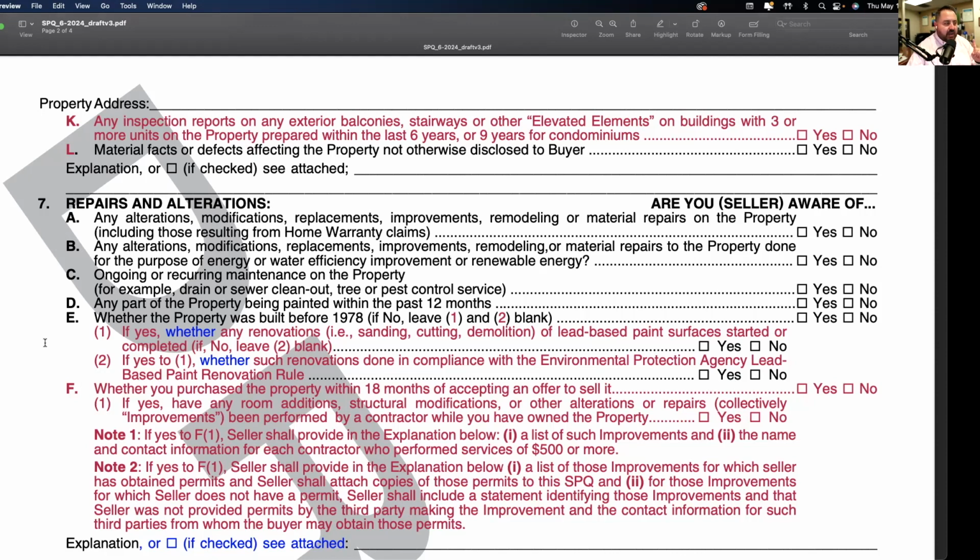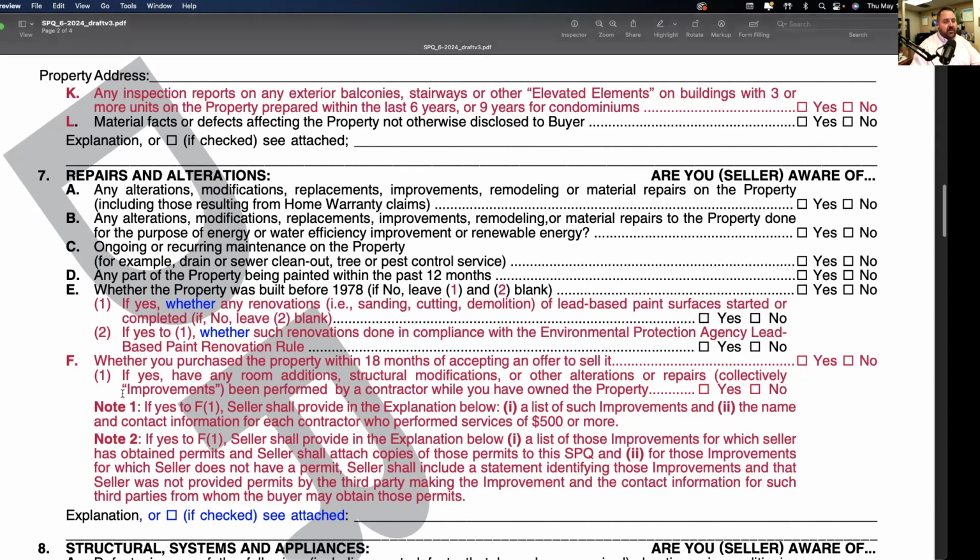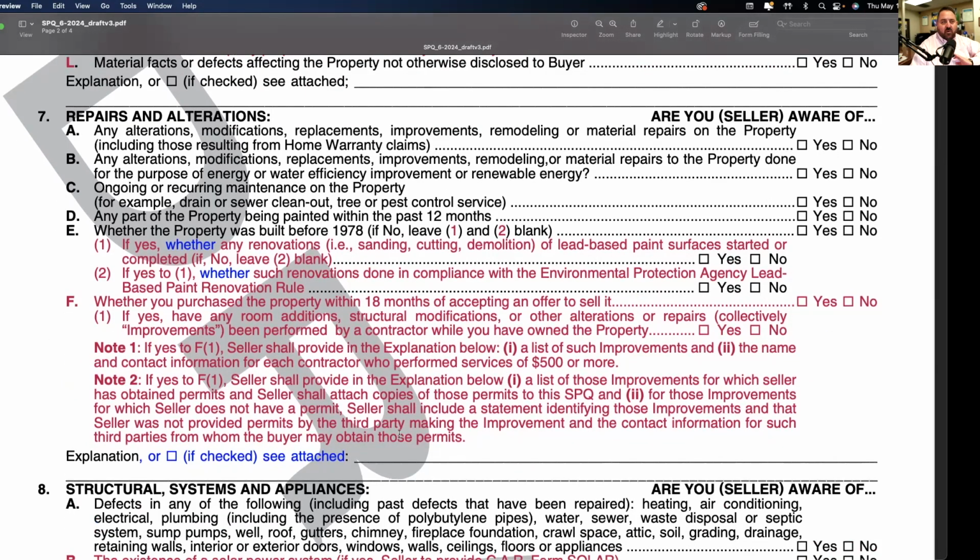If yes to F1, seller shall provide an explanation below a list of those improvements for which seller has obtained permits, and seller shall attach copies of those permits to this SPQ. And for those improvements for which seller does not have a permit, seller shall include a statement identifying those improvements and that seller was not provided permits by a third party making the improvement, and the contact information for such third parties from whom the buyer may obtain those permits. That's it. And then you're going to explain it. Remember, that's only for 18 months or less, and if the contractor did it and it was more than $500. Okay? Questions so far?